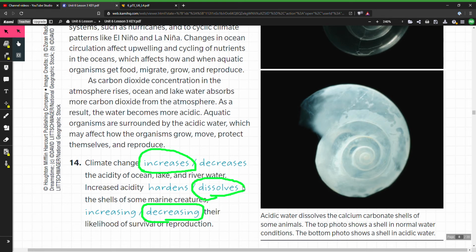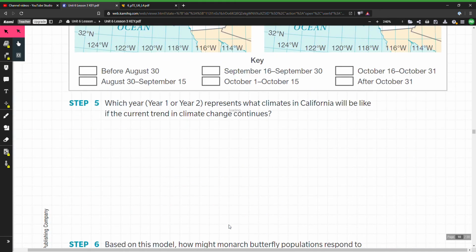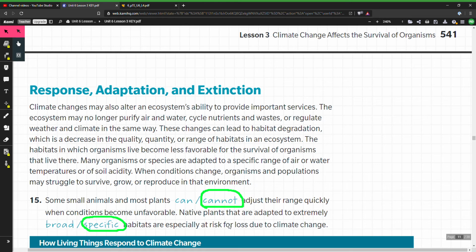So climate change increases the acidity of the ocean, lake, river water. Increased acidity dissolves the shells of some marine creatures, decreasing their likelihood of survival or reproduction. There's a slab you could do if you feel so inclined.